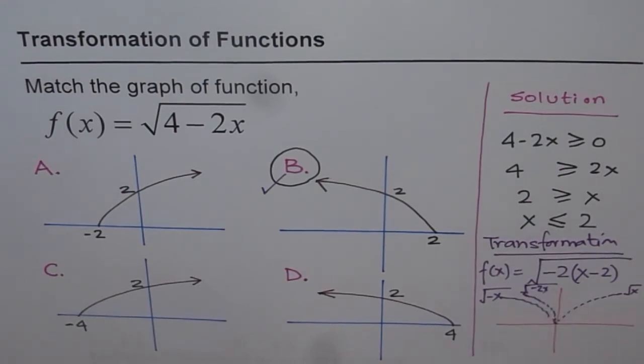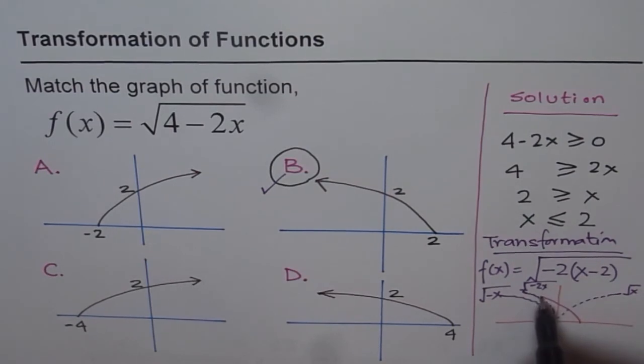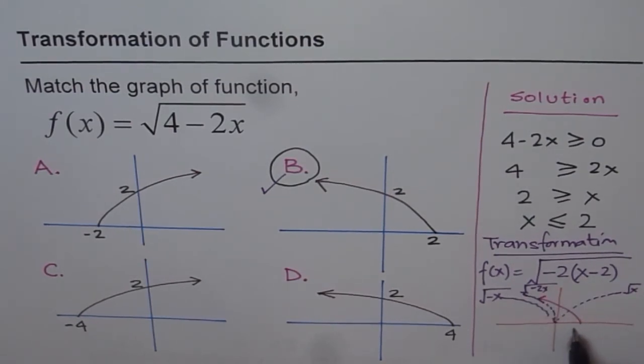Let me use a different ink for the other graphs. So what we can do now is shift it 2 units to the right, and therefore we get this function, correct? Which is starting from 2, and that is the right answer. Well, the y-intercept is 2, which you can always check. So that gives us option B again. So with both, just checking the domain or by transformations, you can get the right answer. I hope you appreciate it. Thank you.